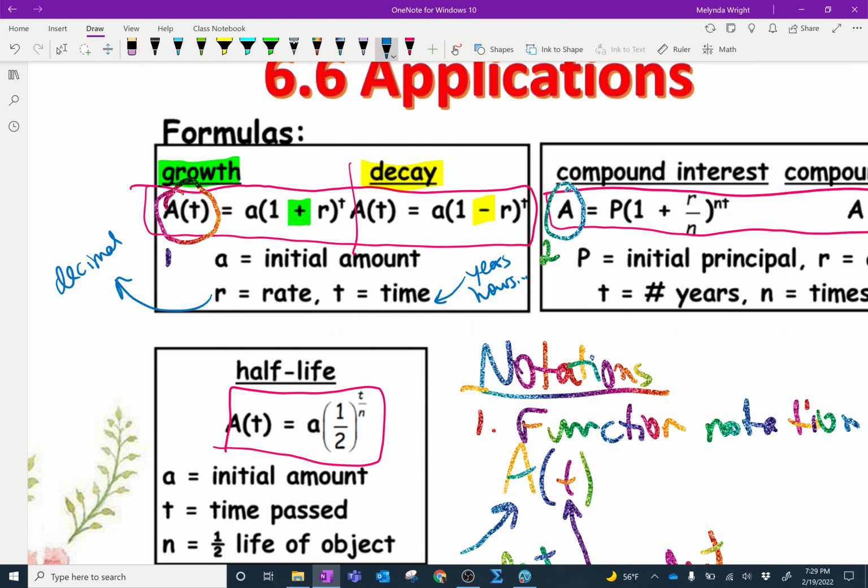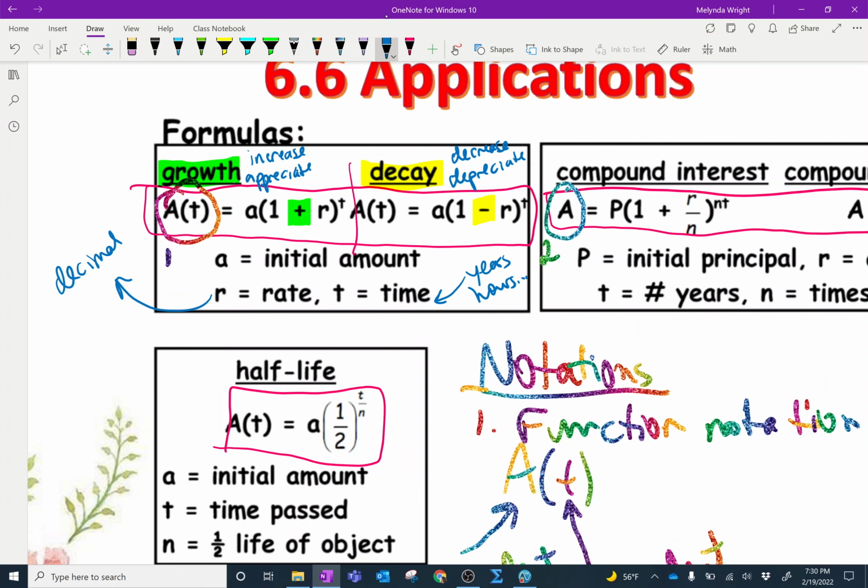The words we would be looking for, for growth, we might see the word increase. We might see the word appreciate. Things like that, grow. For decay, we're looking for words like decrease, maybe depreciate. Those would be the kind of words we'd be looking at in our word problem to see which one to do.